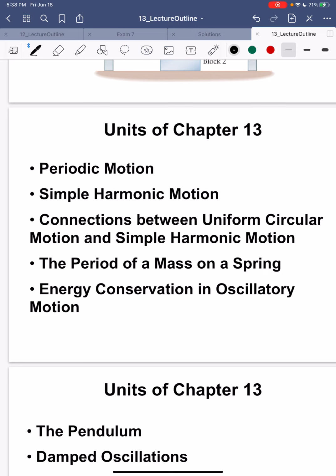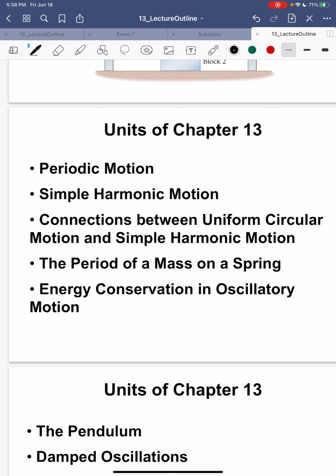We will find that there is a connection between uniform circular motion and simple harmonic motion, and we are going to introduce the relationship between them so that we will be able to use one of the motions to describe the other.